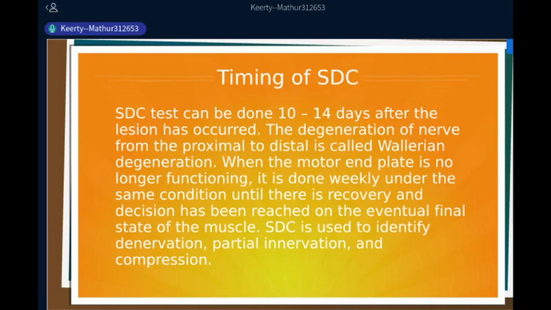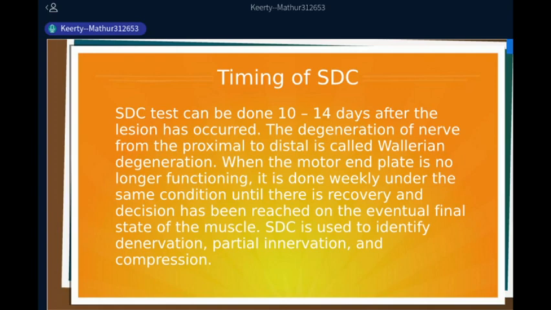Then the timing of the SD curve. Whenever there is a nerve injury, it can be either neuropraxia, neurotmesis or axonotmesis. So depending on the type of injury, severity will be affected. Whenever we are drawing a graph, we have to wait for at least 10 to 14 days after the injury, because regeneration starts after 2 weeks.